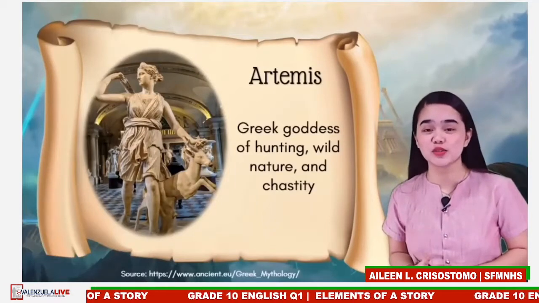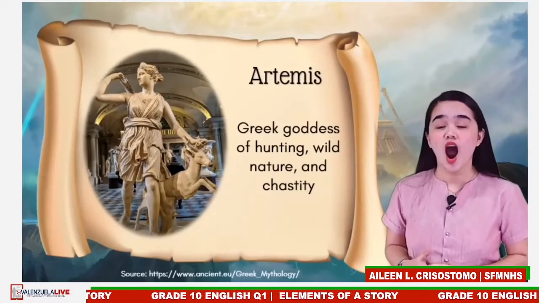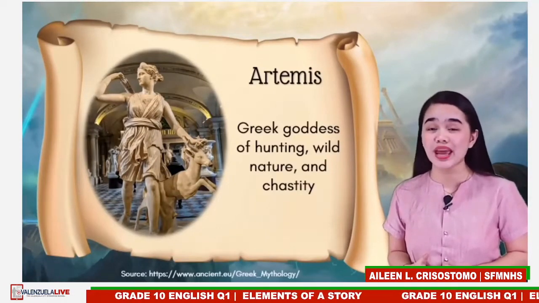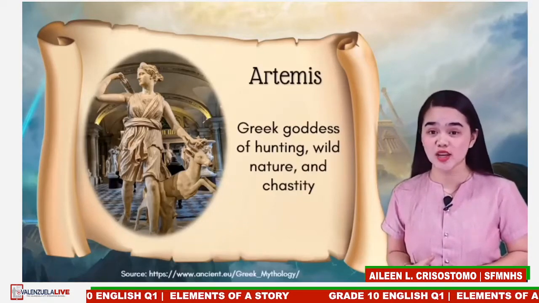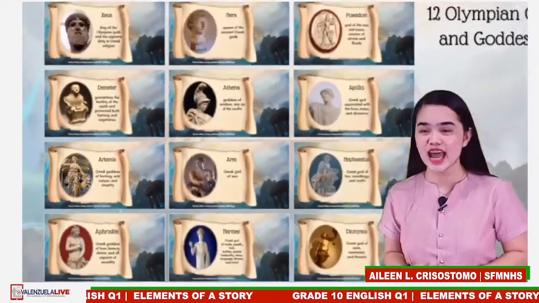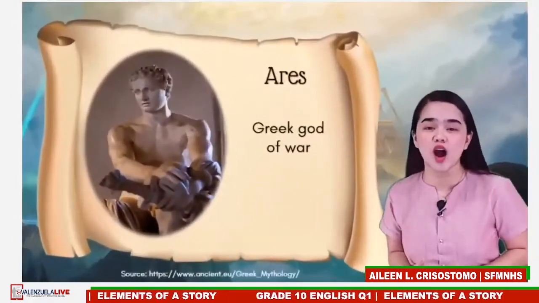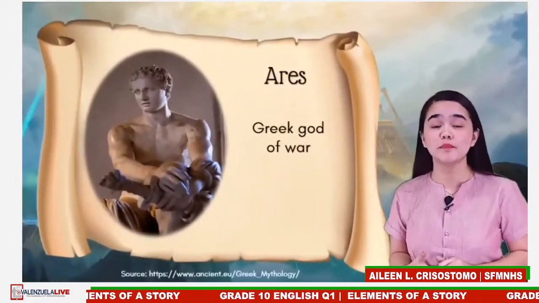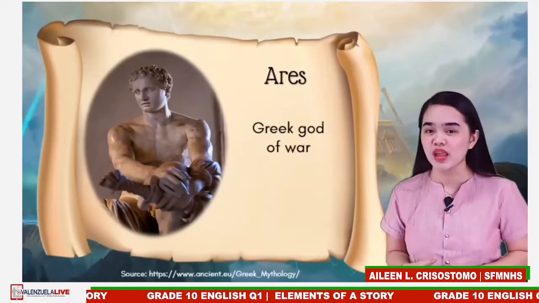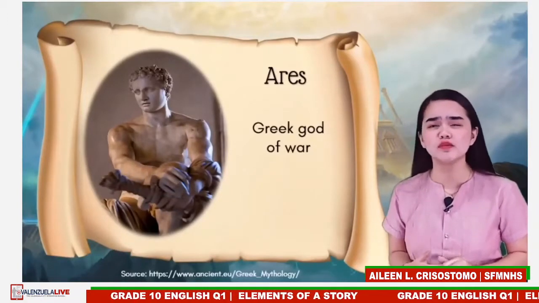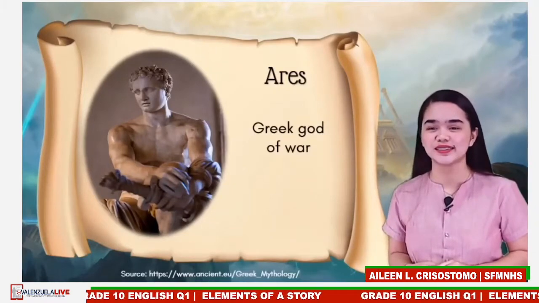The daughter of Zeus and sister of Apollo, Artemis is regarded as a patron of girls and young women and a protectress during childbirth. Ares is the Greek god of war and perhaps the most unpopular of all the Olympian gods because of his quick temper, aggressiveness, and unquenchable thirst for conflict.